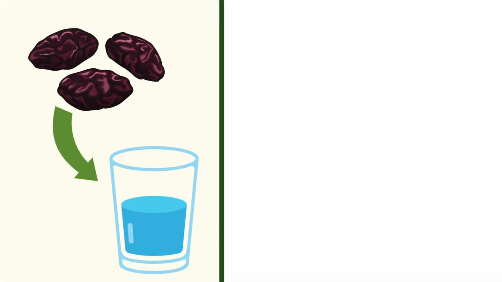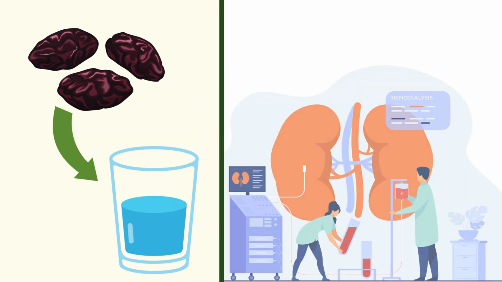Osmosis isn't just happening in our bodies and plants, it is at work in everyday life, too. For instance, when you soak raisins in water, water moves into the raisins through osmosis, making them swell. This principle is also used in medical treatments like dialysis, where osmosis helps to remove waste from the blood.